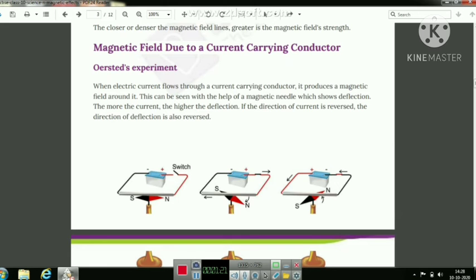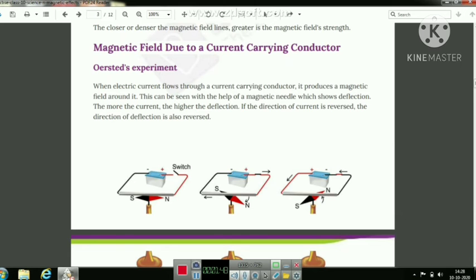Means in this case, the positive end is at the right hand side and the negative end is at the left hand side. Means here current will flow from positive to negative, here it is clockwise, and therefore the direction of magnetic field is from north to the south.